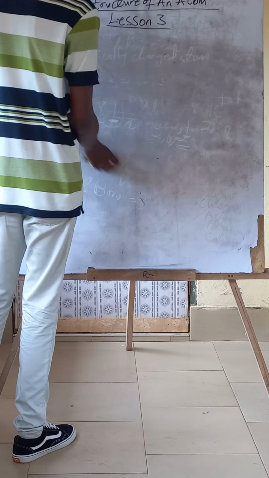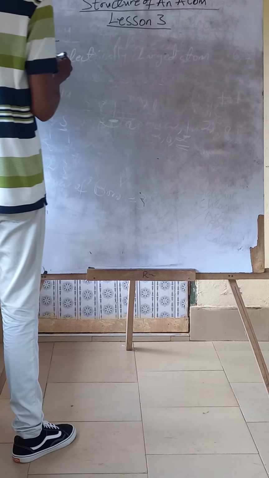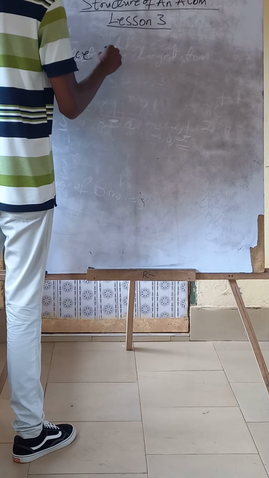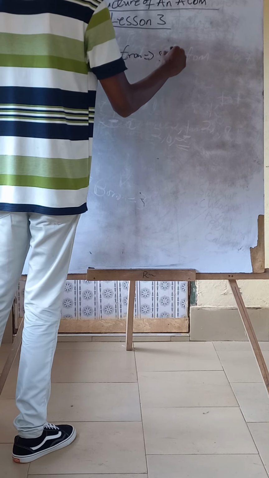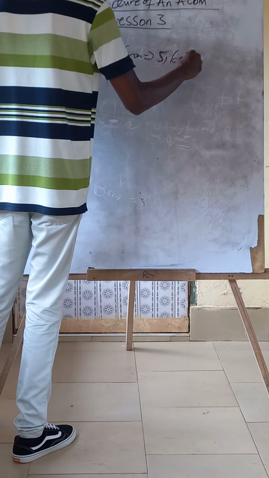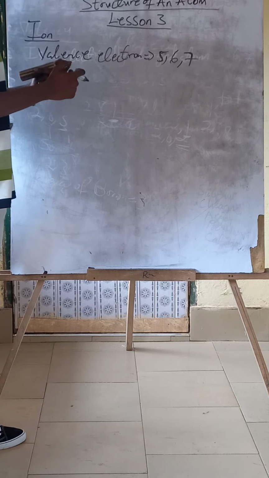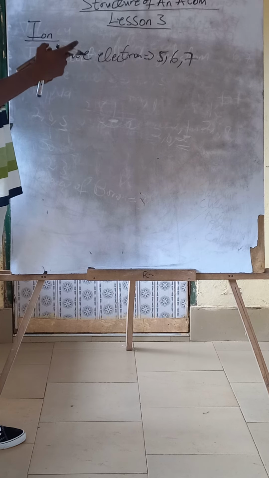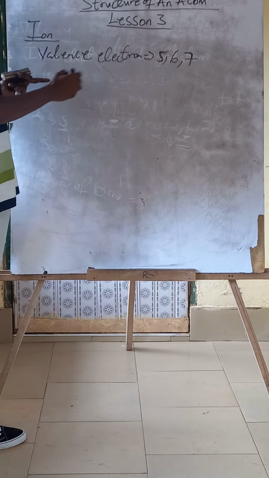How will you know whether an atom will receive electrons to become an ion? So when the valence electron is 5, 6, or 7, it means that atom will receive, or let me use the word gain, it will gain an electron to form an ion. And that ion will be an anion because it will be a negatively charged ion.